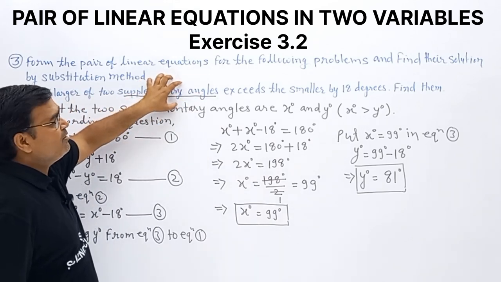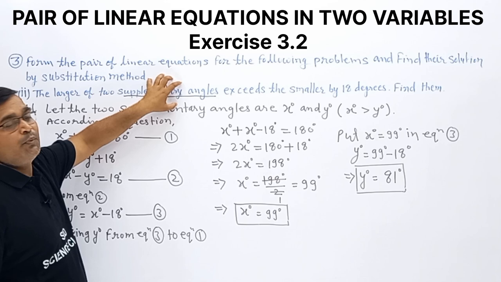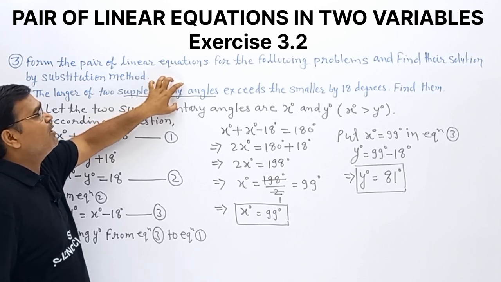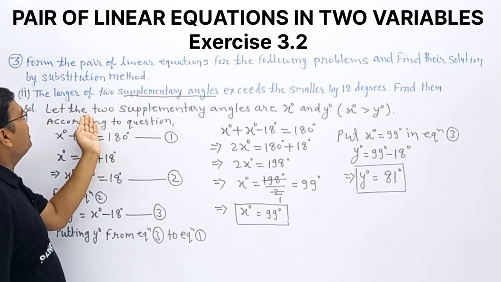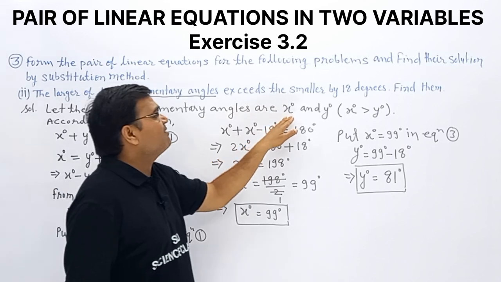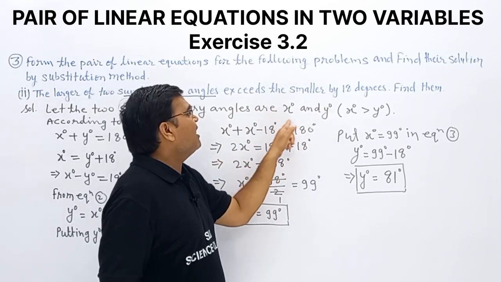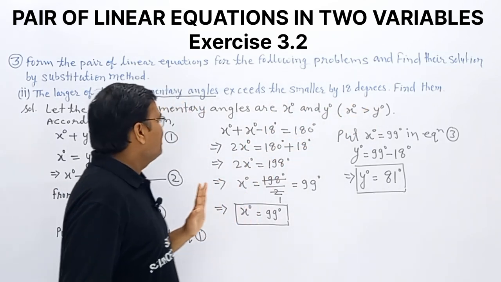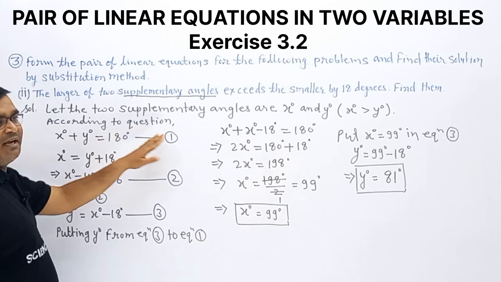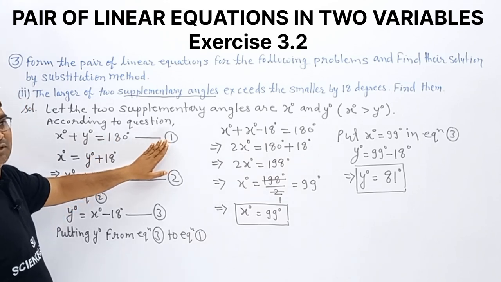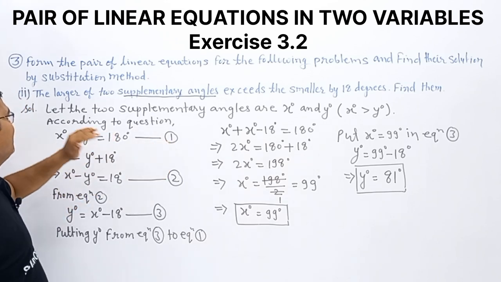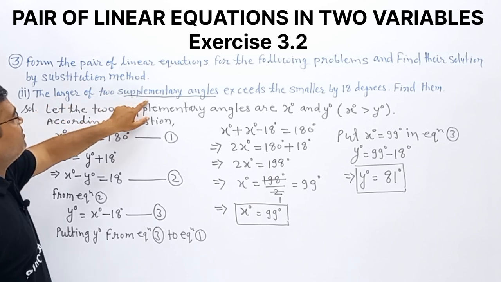So one word is there, supplementary angles. What is the meaning of this? The sum of two angles will be 180 degree. So one equation we obtain from this. So we are assuming let the two supplementary angles be x degree and y degree, and we assumed x degree will be more than y degree. Clear? Then the sum will be 180. This is one linear equation in two variables.